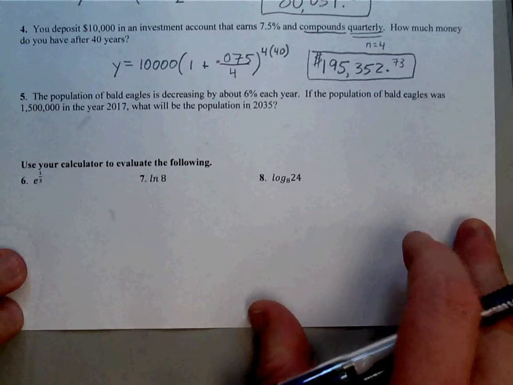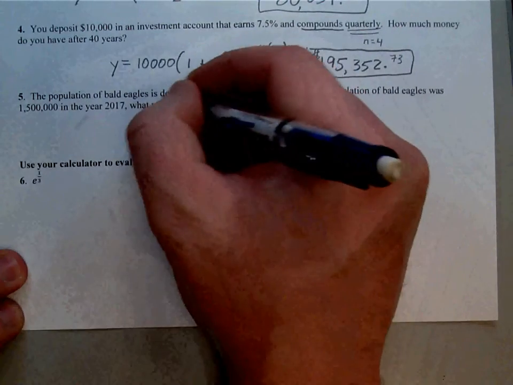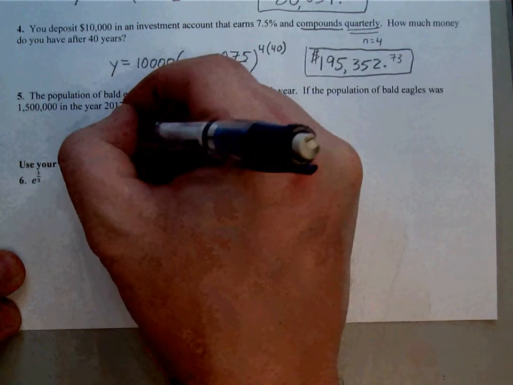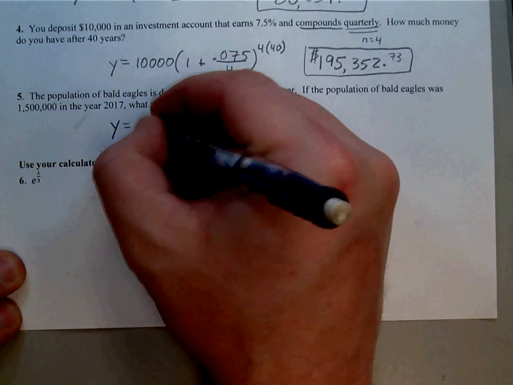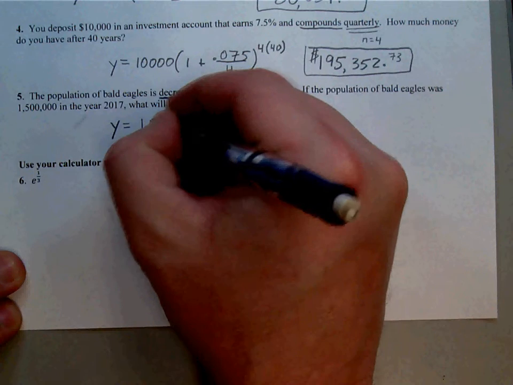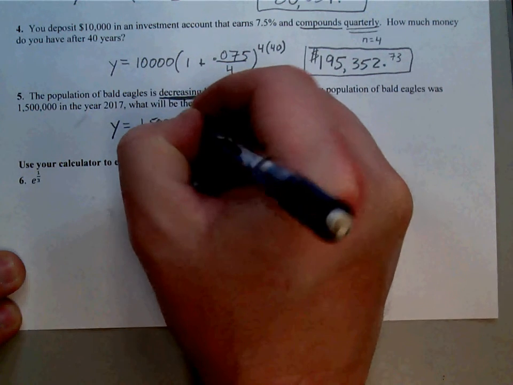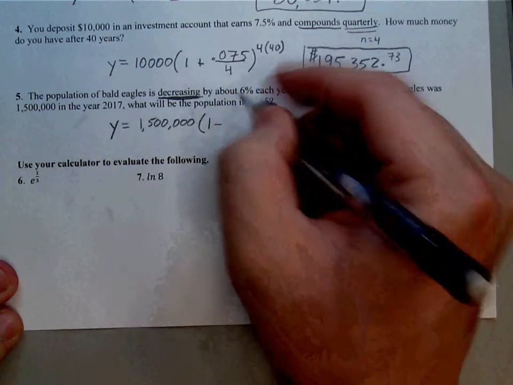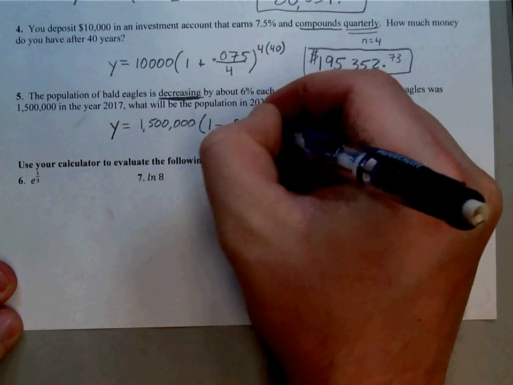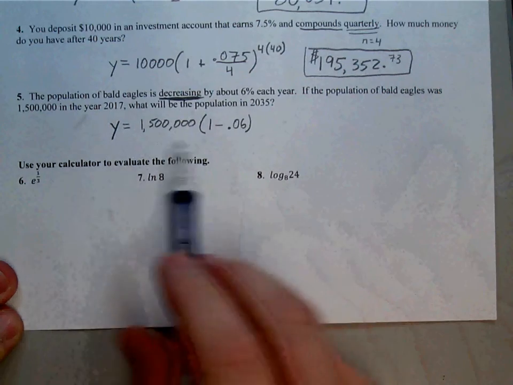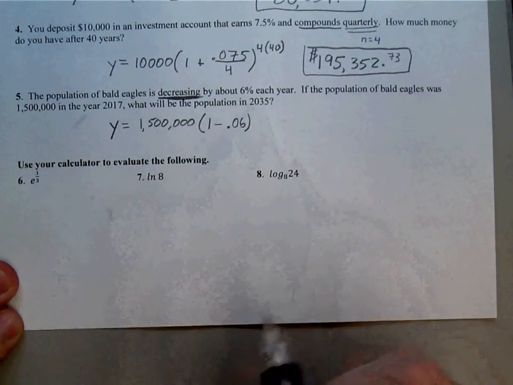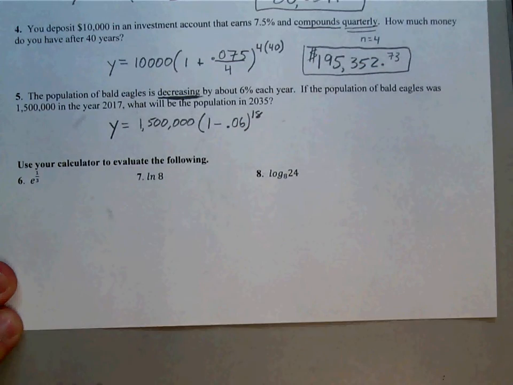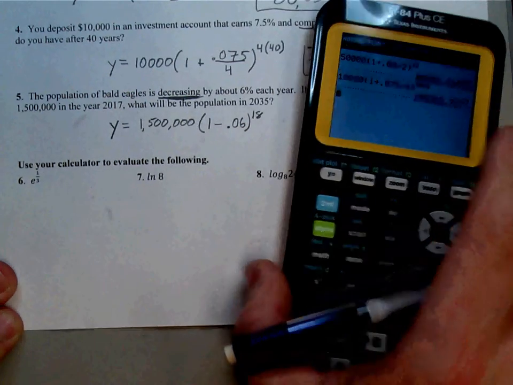Okay, number 5. The population is decreasing by a constant percent, so that means it's exponential decay. Take our initial amount, that's the 1.5 million. Decay, we would go 1 minus our rate, 6%, as the decimal is 0.06. To the power of, we're going from 2017 to 2035, that's 18 years. So to the 18th power, type that into the calculator.